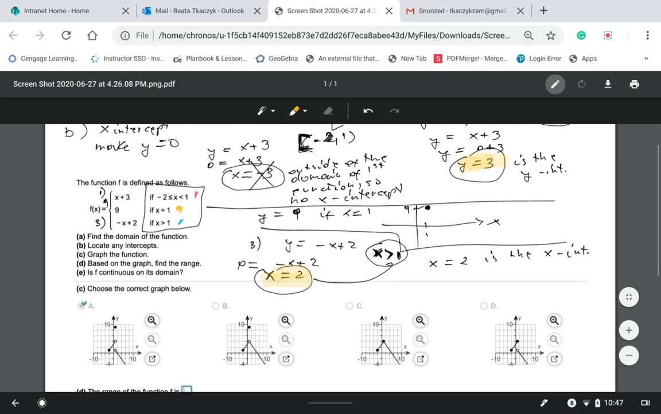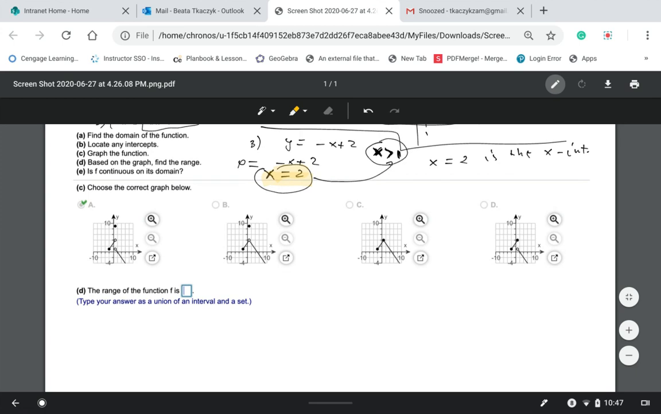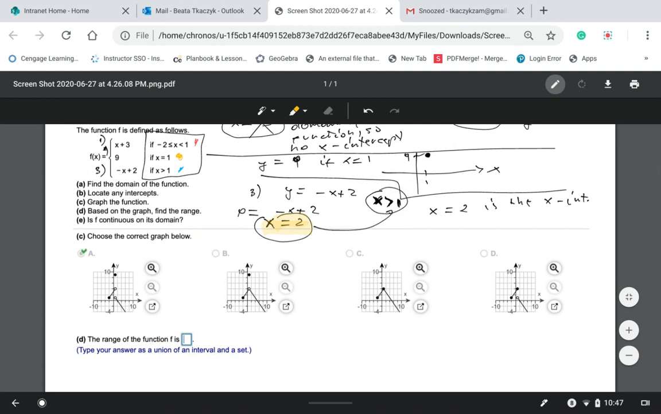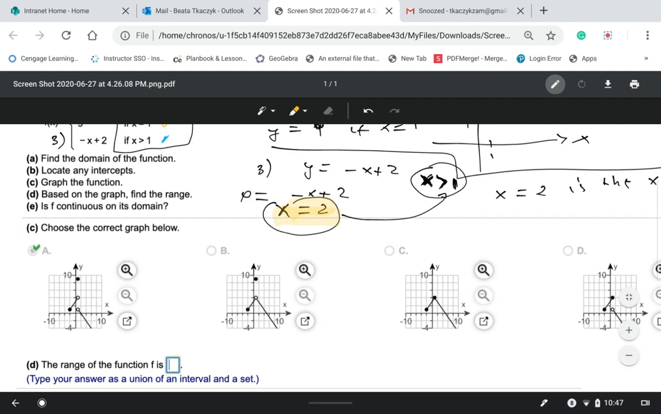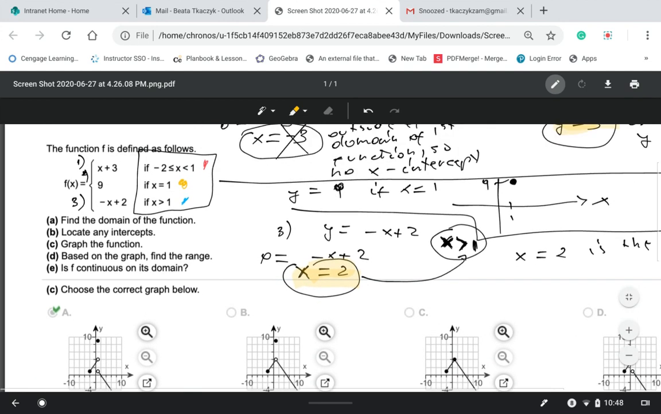Now part C, graph the function. Here I will graph it by myself and then you will just quickly have to select it. Actually, the student who sent me that question graphed the function correctly. So let me explain why graph A is correct. This is how you graph a piecewise defined function.